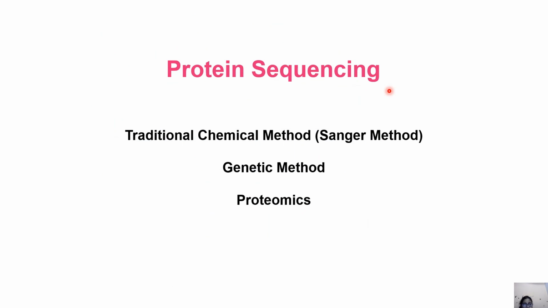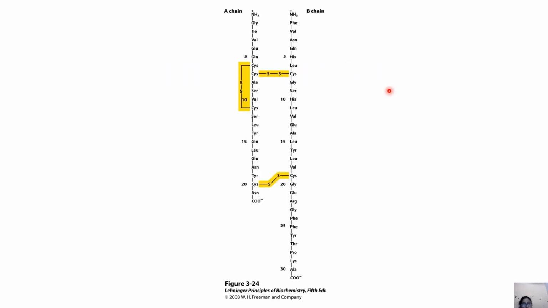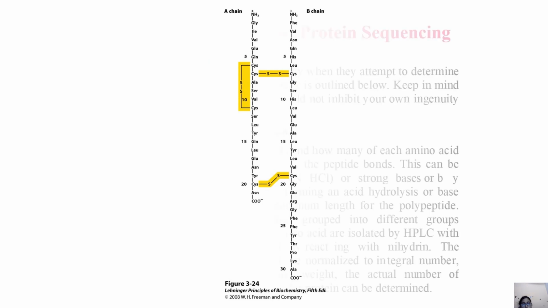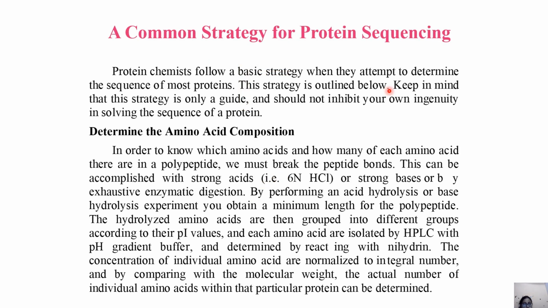Now we come to protein sequencing. There are different types of protein sequencing methods. There is a traditional chemical method, which is Sanger's method, the genetic method, and obviously there is proteomics. Protein chemists basically follow a basic strategy when they attempt to determine the sequence of most proteins.